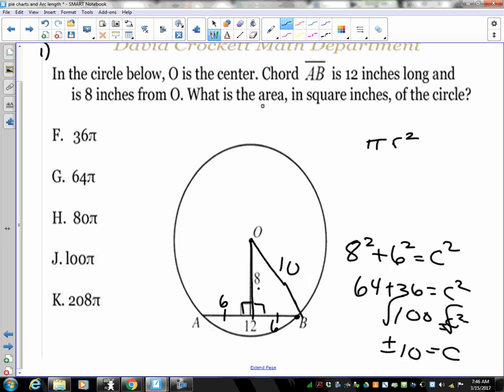And so now we can throw that into our formula. 10 squared would be 100, pi times 10 squared. So the area there is going to be 100 pi.